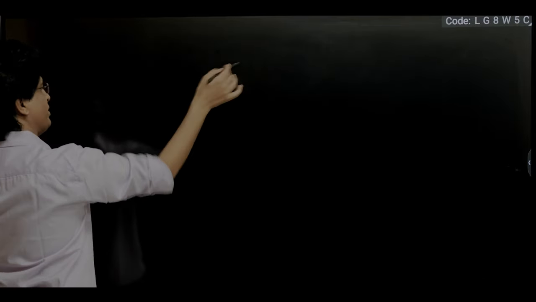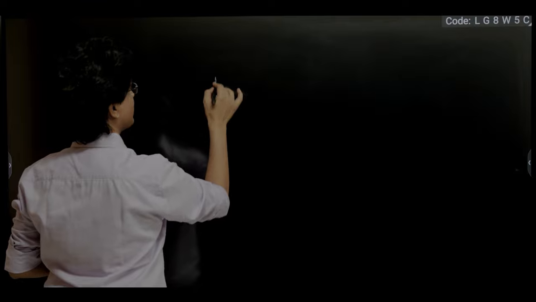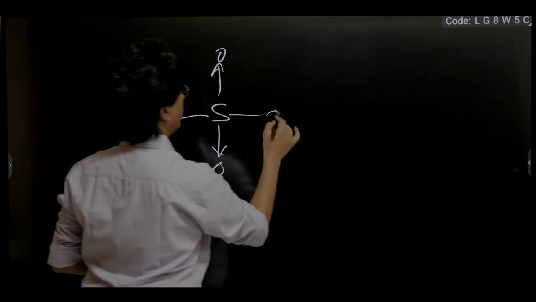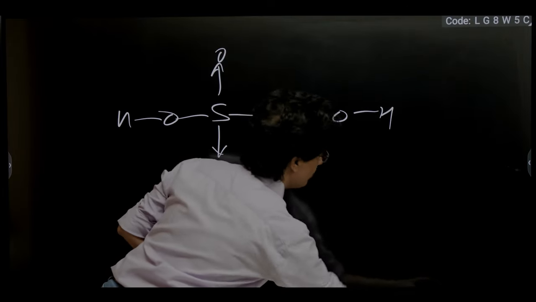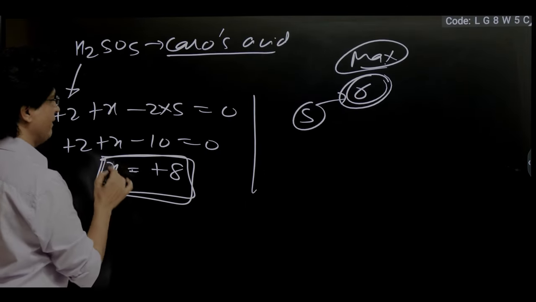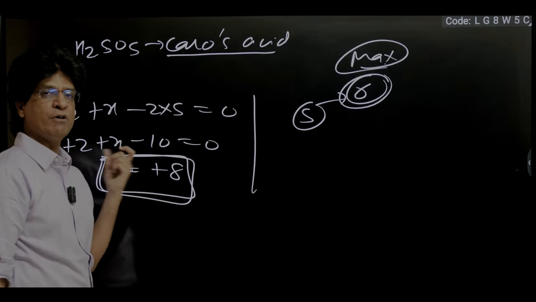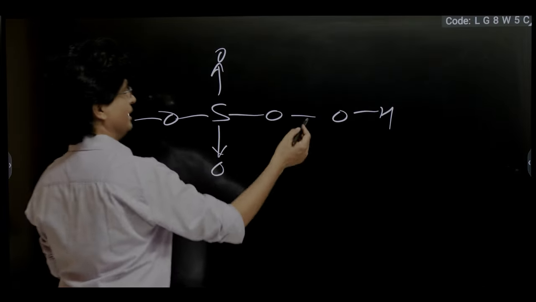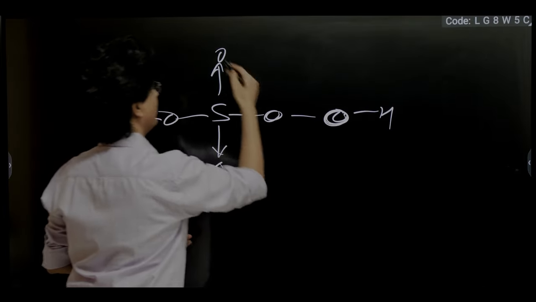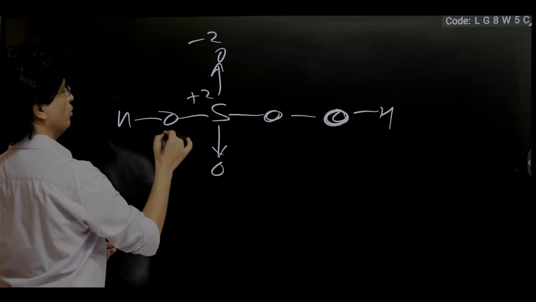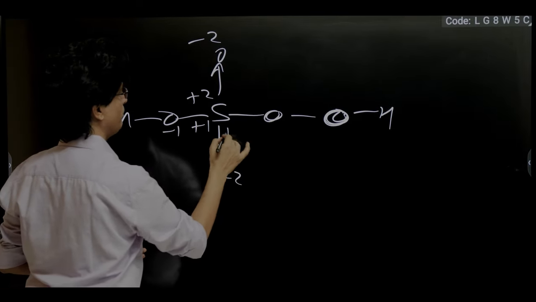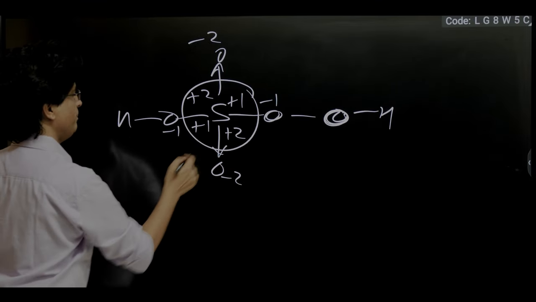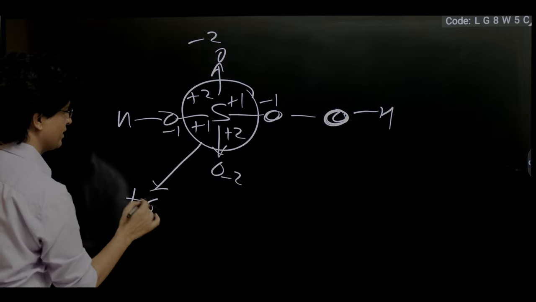So let's see the structure of H2SO5. The structure is S, double bond O, dative bond O, OH, O, and O, H. Also remember, when the mathematical value is coming more than the allowable value, it must contain a peroxy linkage. This is the peroxy linkage, O-O. Let's see: minus 2 plus 2, minus 1 plus 1, minus 2 plus 2, minus 1 and plus 1. Add them up, you'll get plus 6.